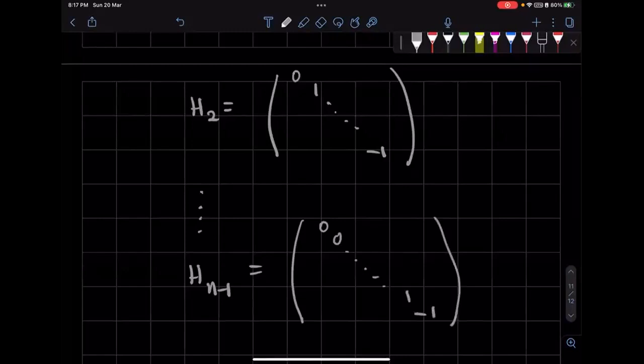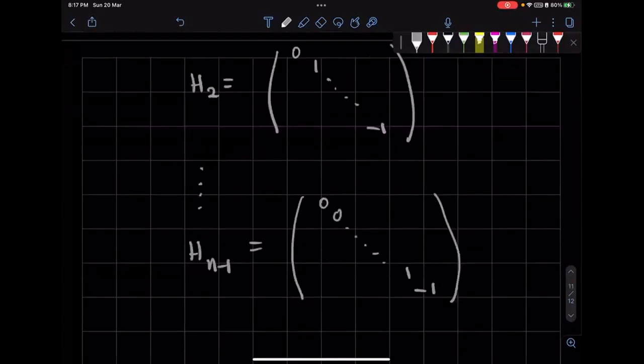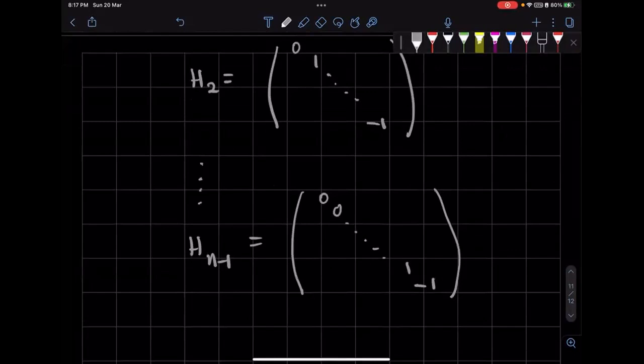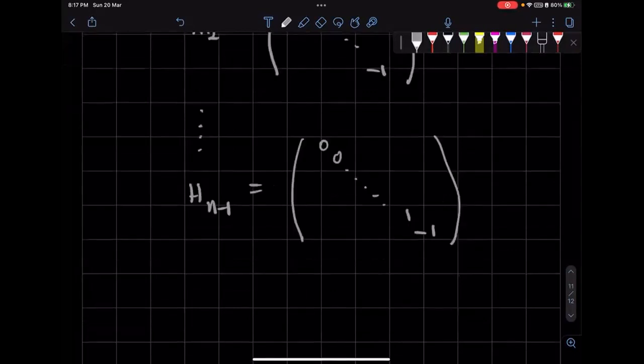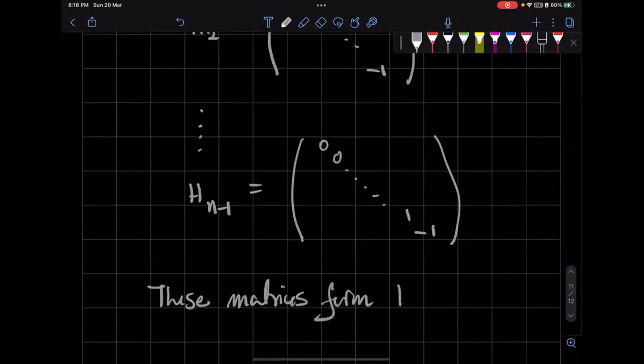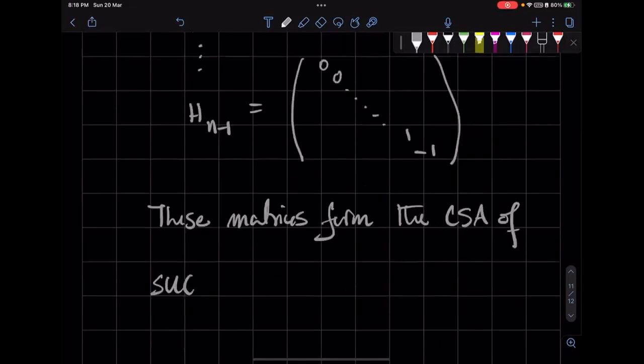Right? That's clear, right? So we have generated a set of n-1 mutually commuting generators as well. That's an important observation. And we'll see that this actually forms the Cartan subalgebra. That these matrices form the Cartan subalgebra of SU(N).